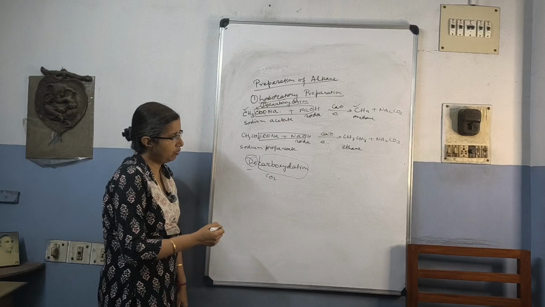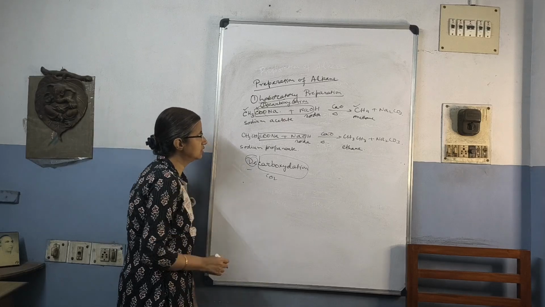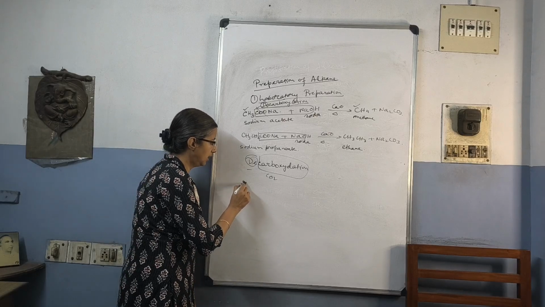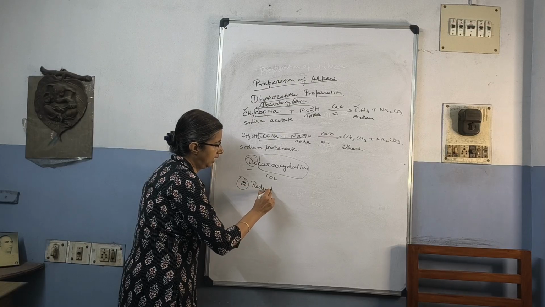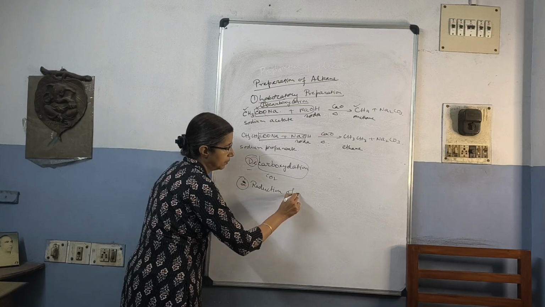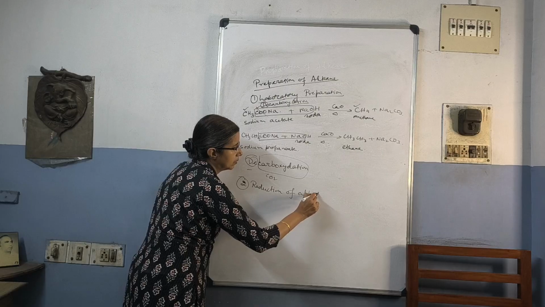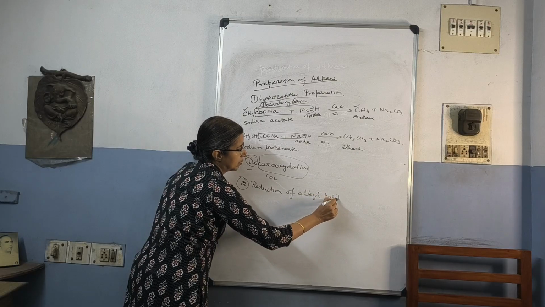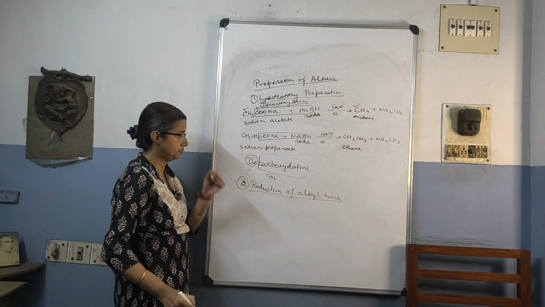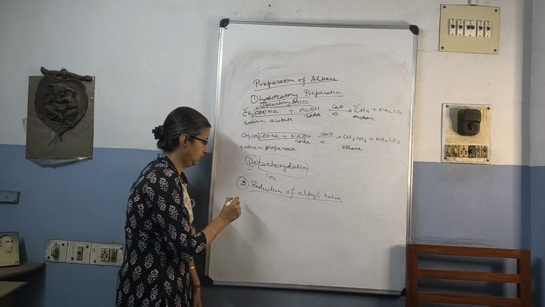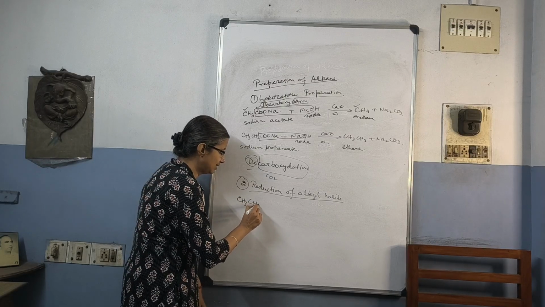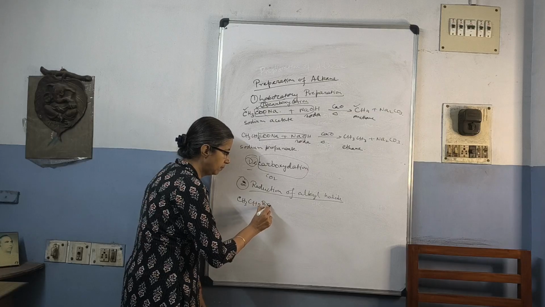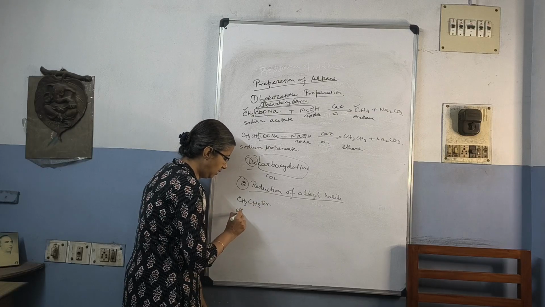Now we will go on to the second process, that is not our laboratory process but another very useful process, reduction of alkyl halide. We can take any alkyl halide. Suppose we are taking CH3CH2Br, that is ethyl bromide.